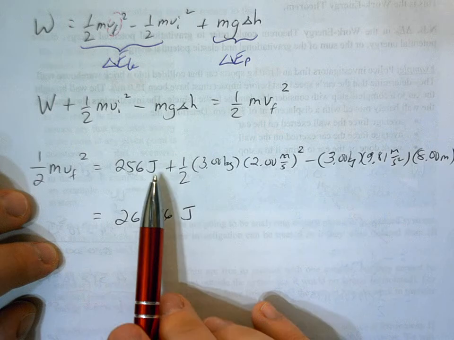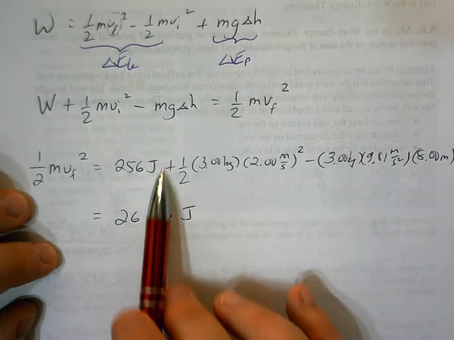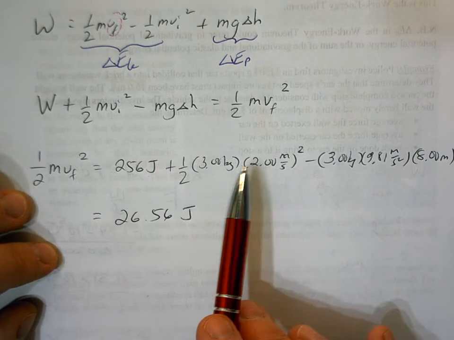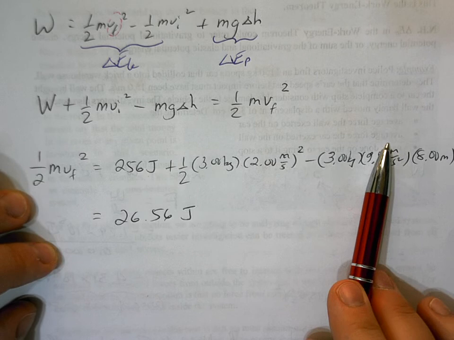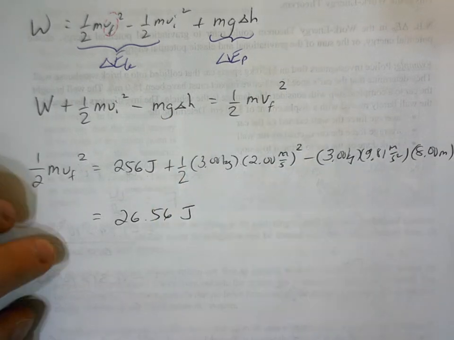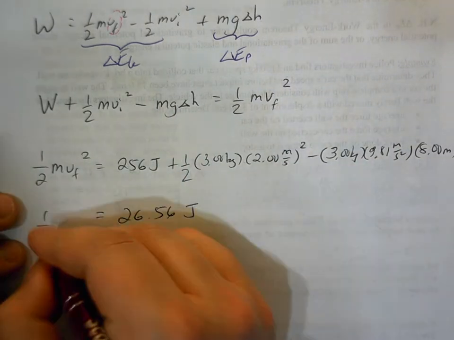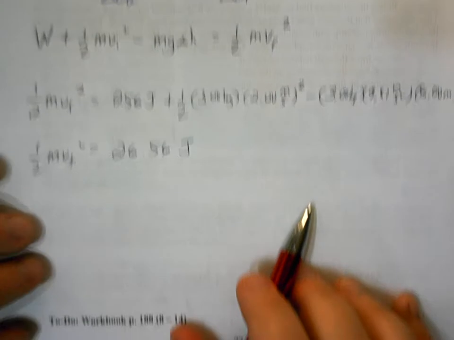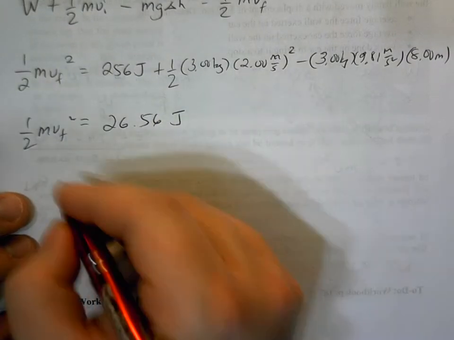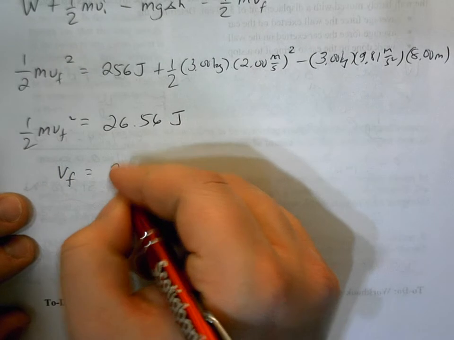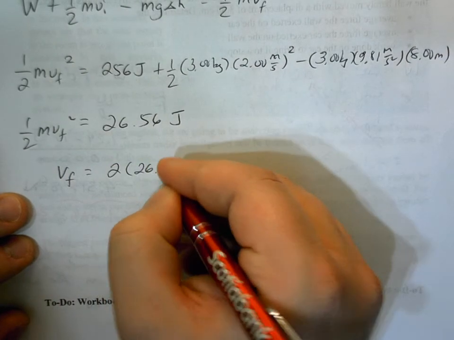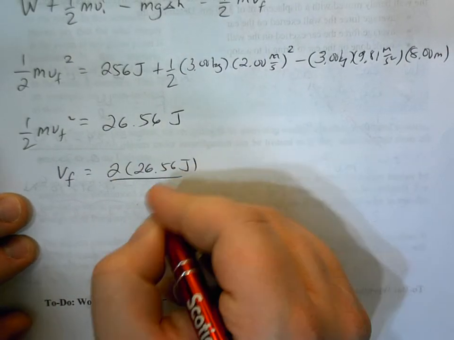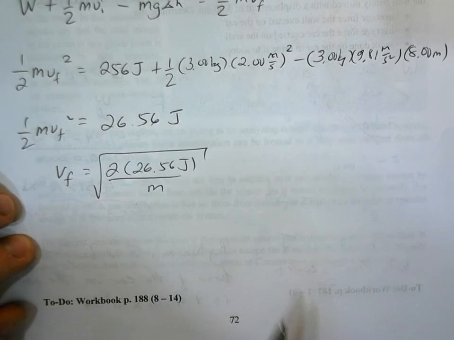Keep in mind to add these terms, they all have to be in the same unit. So this is in joules. This is only going to work if this is in joules. And we know our terms for energy are also going to be in joules. So I know that half m v f squared is going to be equal to this 26.56. So v f is going to be the square root of 2 times 26.56 joules divided by the mass.